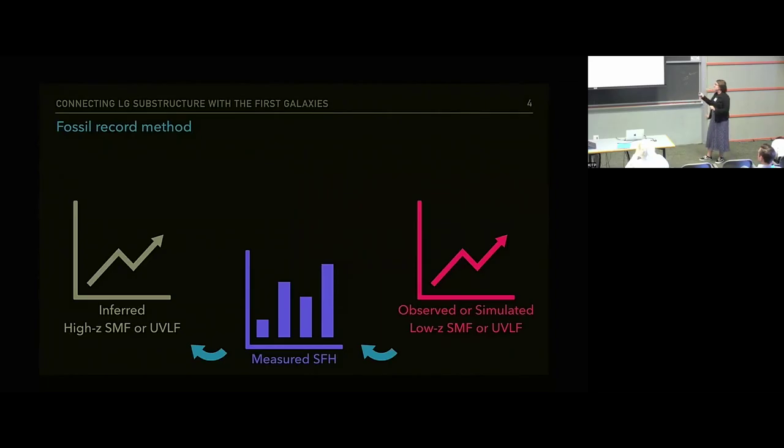So basically, we start on the right-hand side here, right? You can observe or simulate a bunch of low-mass galaxies in the Local Group. And you can measure their stellar mass function or their UV luminosity function, right? If you have resolved stars, you can also measure or back out their star formation history, right? And so then you know how massive that galaxy that has survived to redshift 0 was at previous points in the past. So you can build archaeologically a stellar mass function in the past.